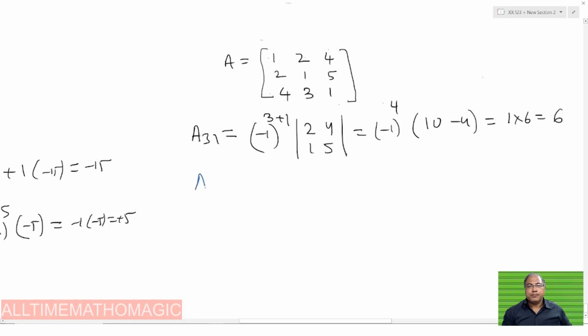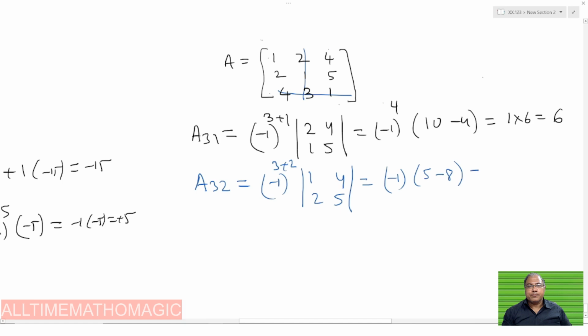Now we have to find out A32. So minus 1 raised to 3 plus 2, and here the third row and second column are deleted. So what are the numbers left? 1, 4, 2, 5, that is equal to minus 1 into 5 minus 8, that is equal to plus 3.